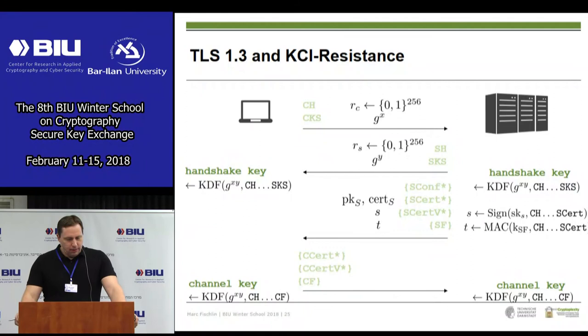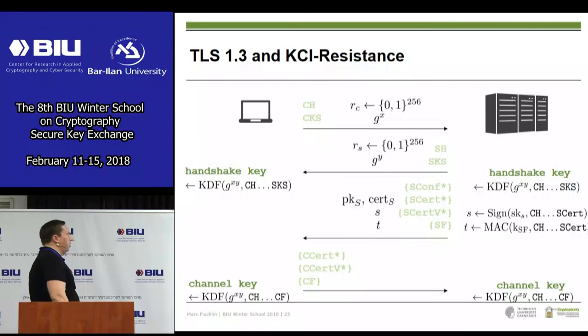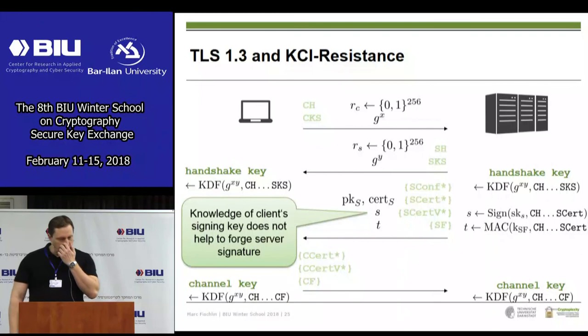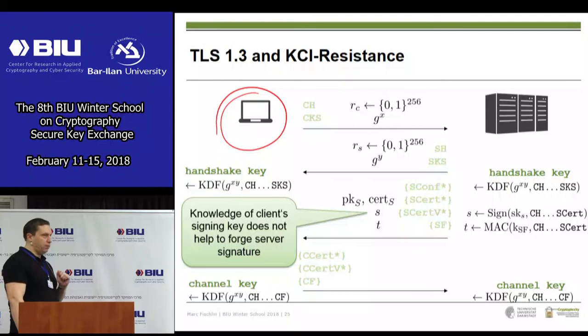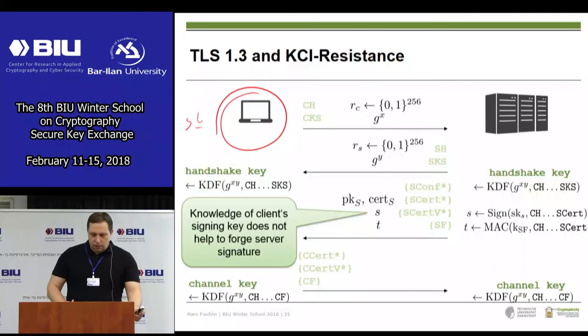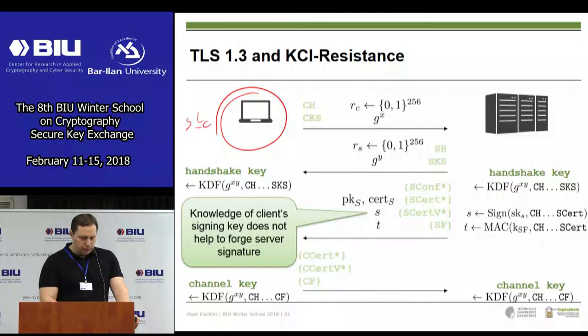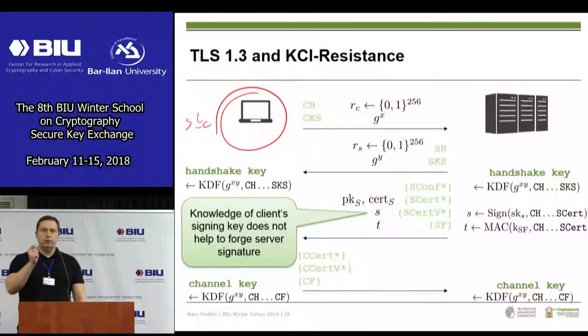Okay, let's look at key compromise impersonation resistance in TLS. And again, we haven't included this in our analysis, but I would be very, very surprised if you can attack TLS 1.3 by this attack. And the reason is that if you corrupt the client, you want to attack this session, and you get a hold of the secret key of this client. Now, the secret key of the client in TLS 1.3 is a signature key.